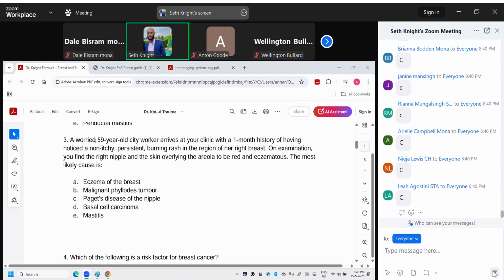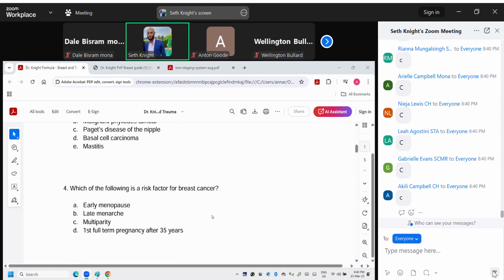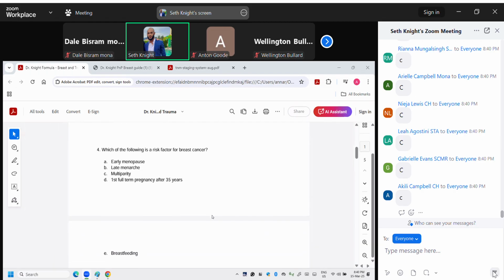Right, fantastic. So this is a 59-year-old city worker with a 1-month history of a non-itchy, persistent burning rash. So that word burning is more classical to describe Paget's rather than itching, right? So it's burning and non-itchy, it's persistent, and you find that the nipple and the skin overlying the areola is red and eczematous. So the nipple is involved more than the areola, right? And so this is pointing towards Paget's disease. Fantastic. Good.